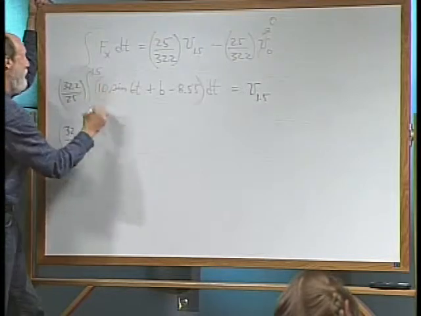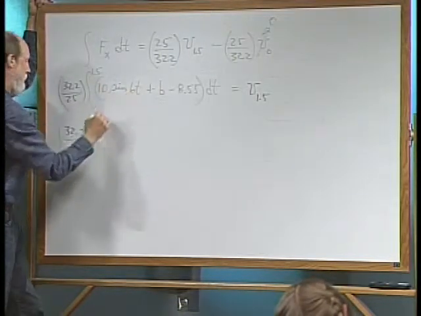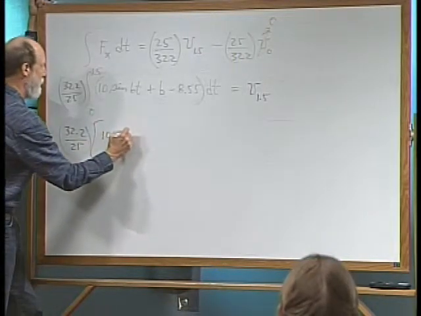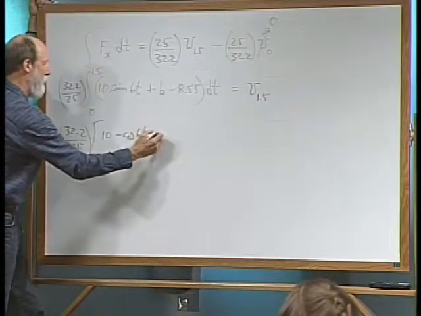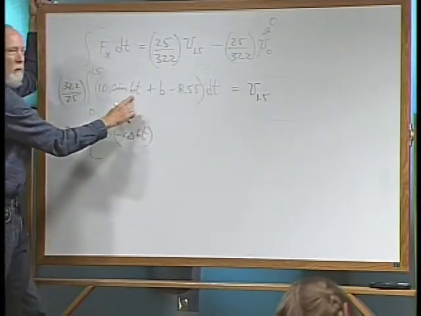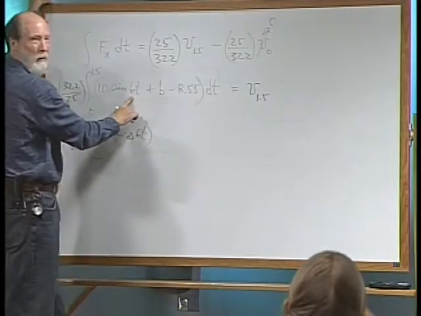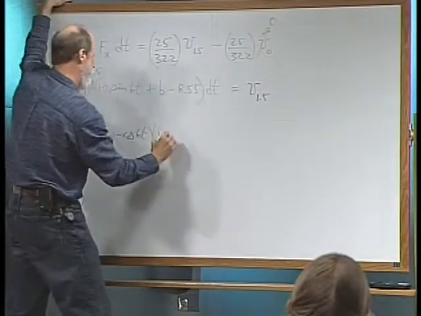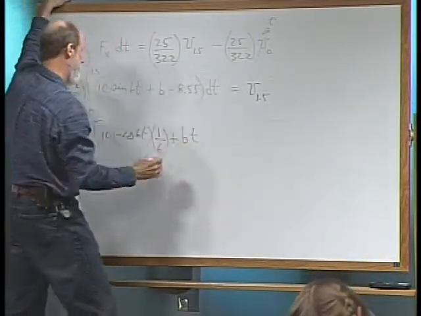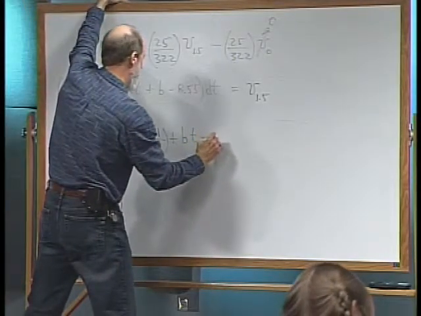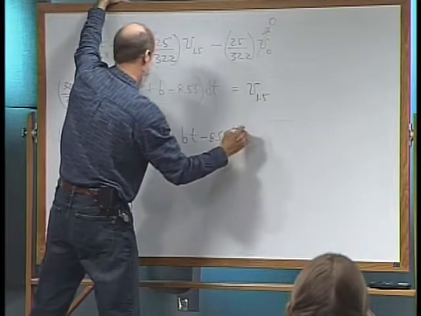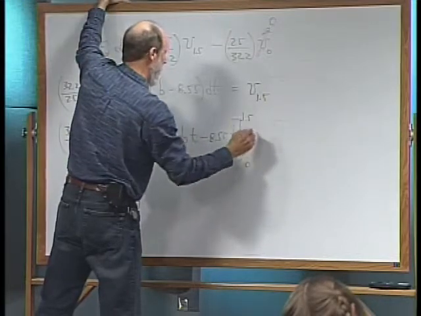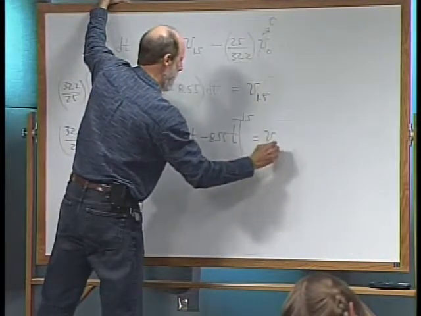32.2 over 25, and we have to integrate this, so be careful. We're going to pick up a 10 times a negative cosine of 6t times what? 1/6. Be careful with that, it's a classic place to make a mistake. Plus bt minus 8.55t. And then we're going to evaluate this from 0 to 1.5. And that should be our velocity at 1.5.